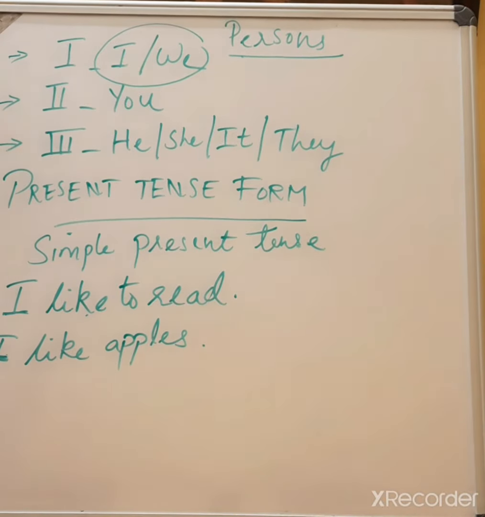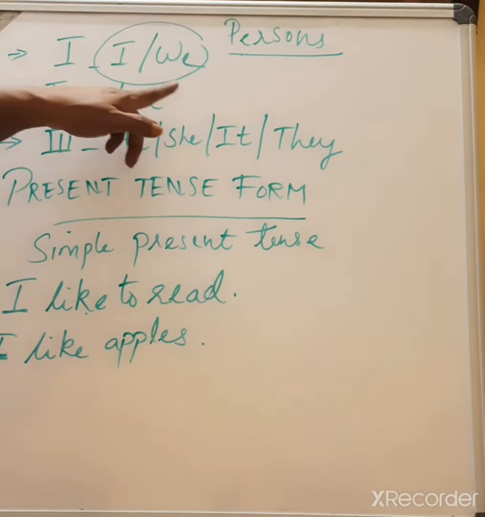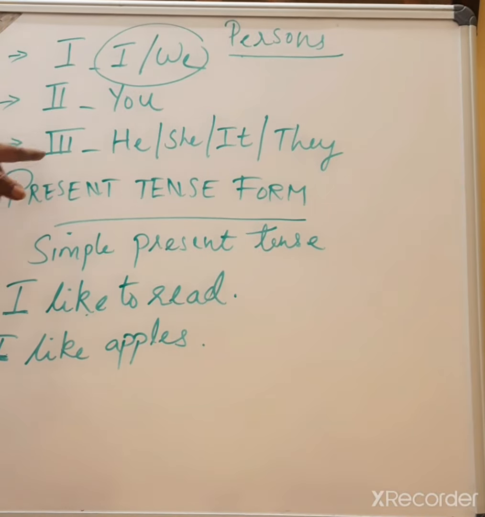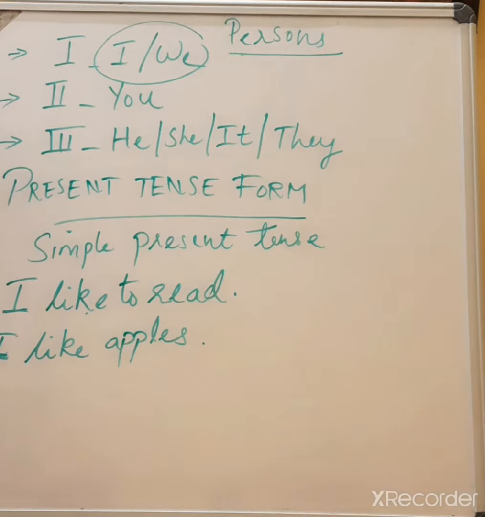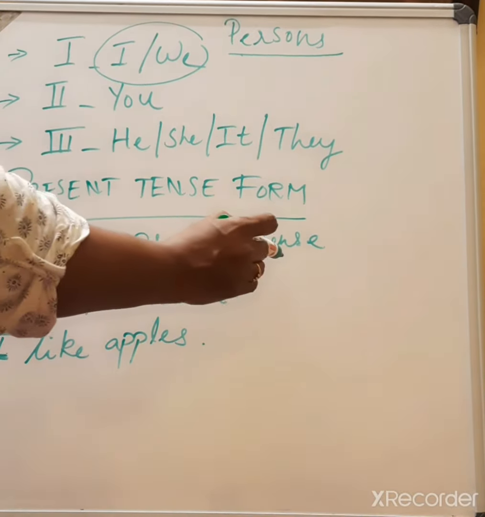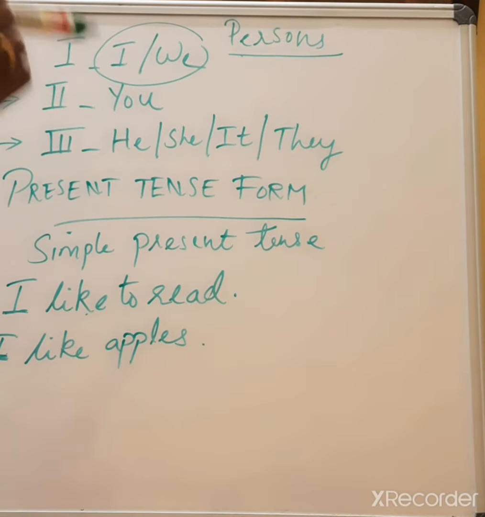based on this you learn the verb that agrees with this particular subject, the verb which agrees with the first person, the verb which agrees with the second person, and the verb which agrees with the third person. So what we are going to do is take a look at the present tense form. Here I have written simple present tense. We will begin with the simple present tense.